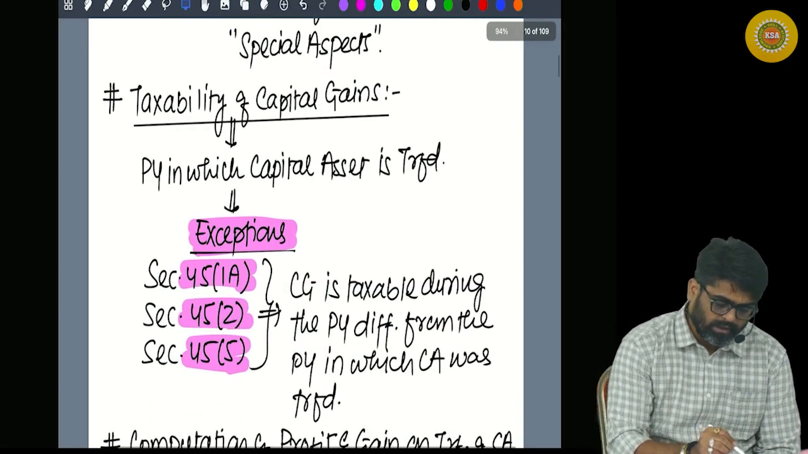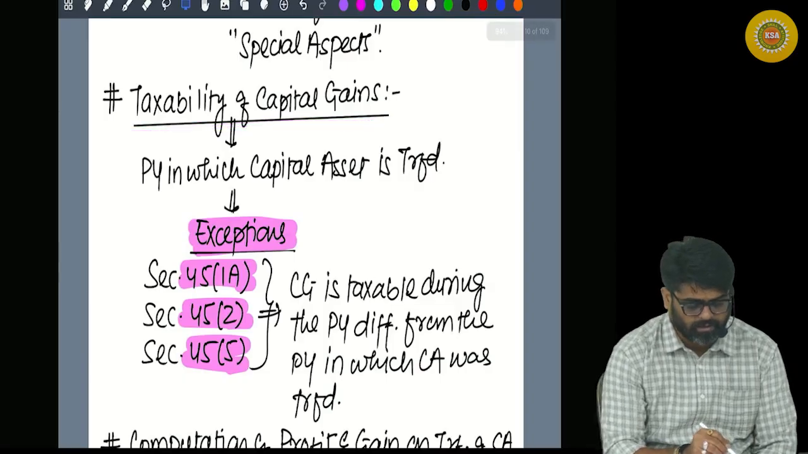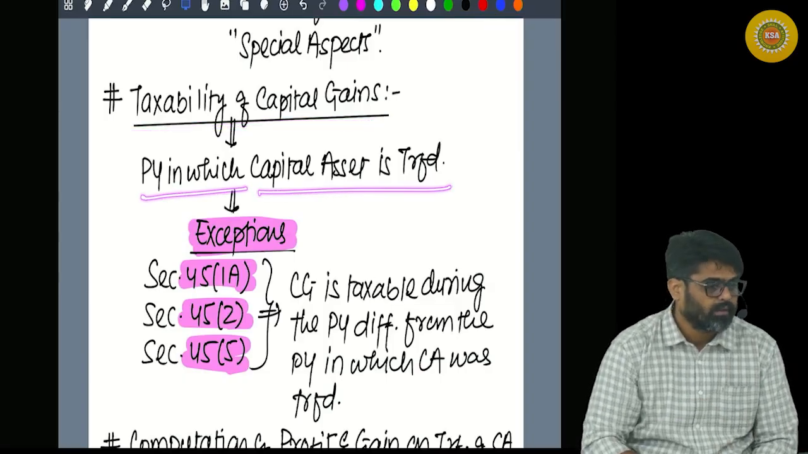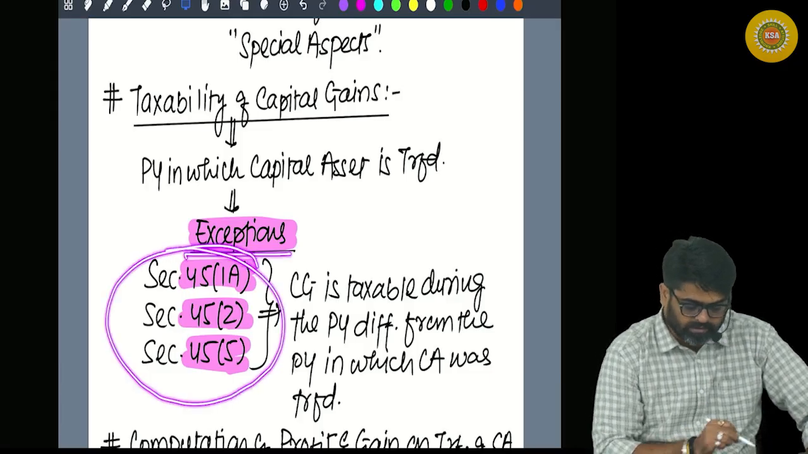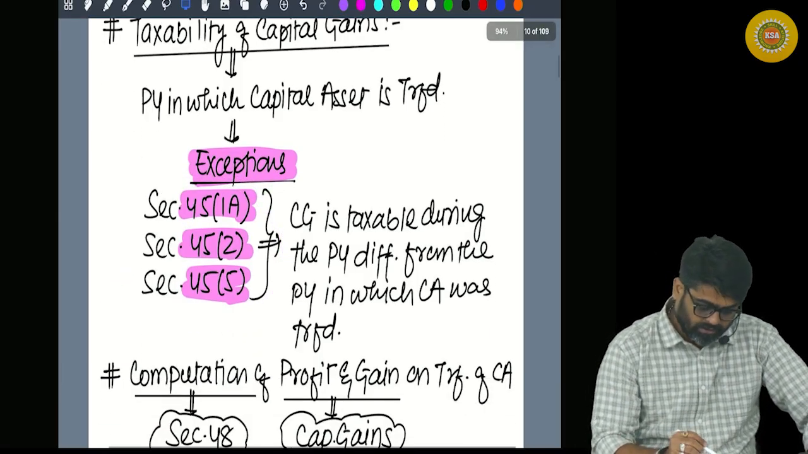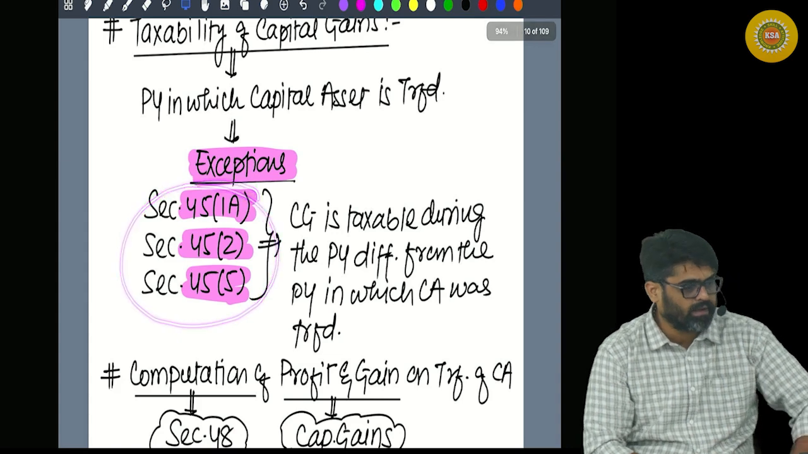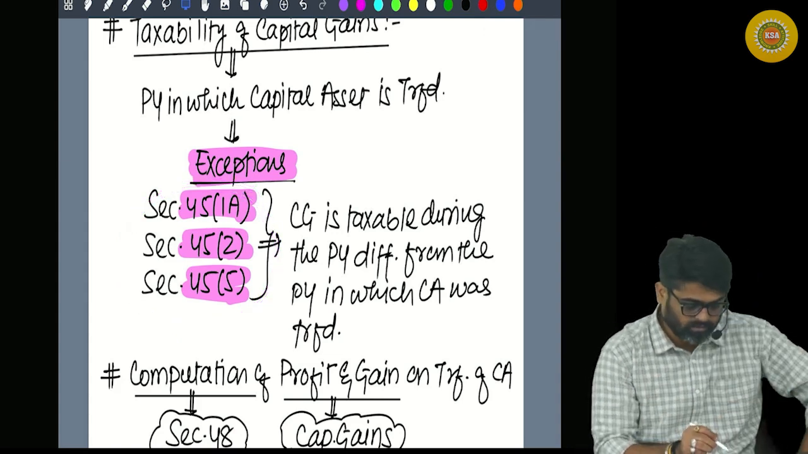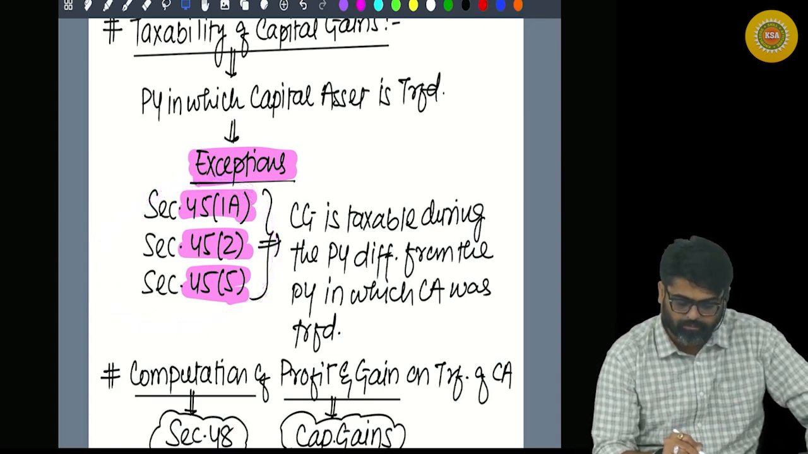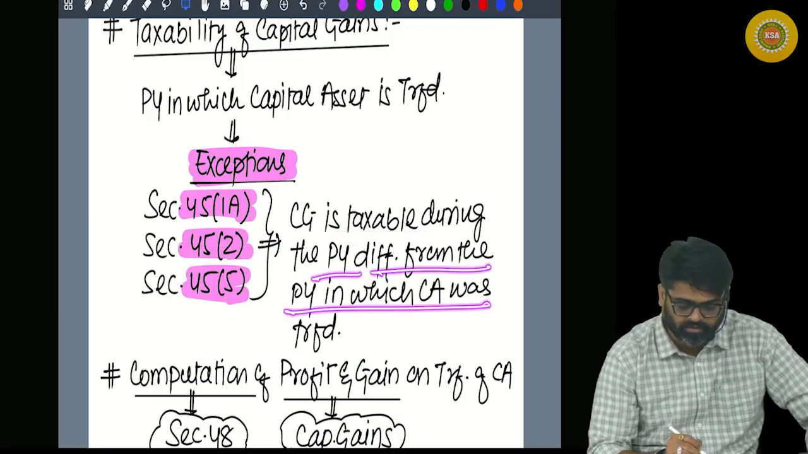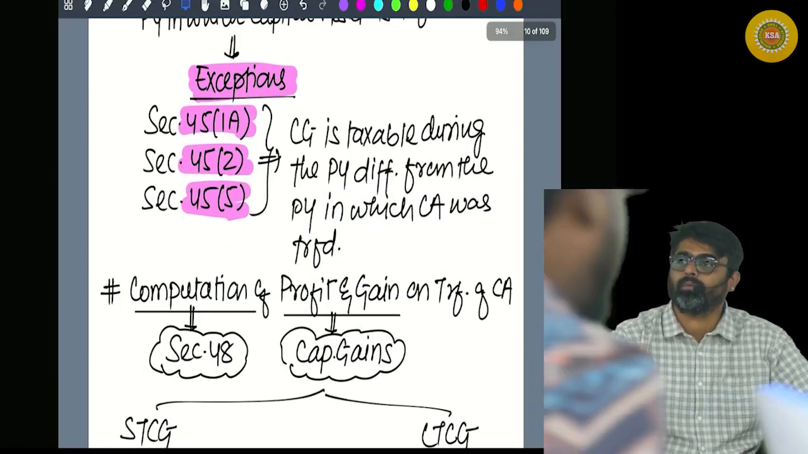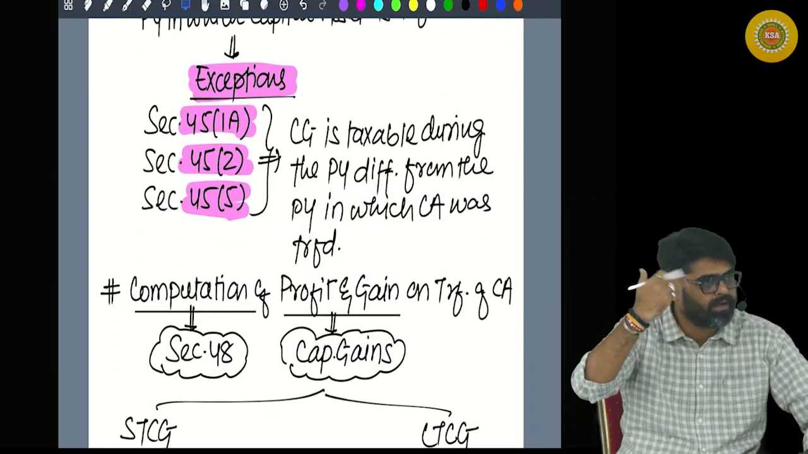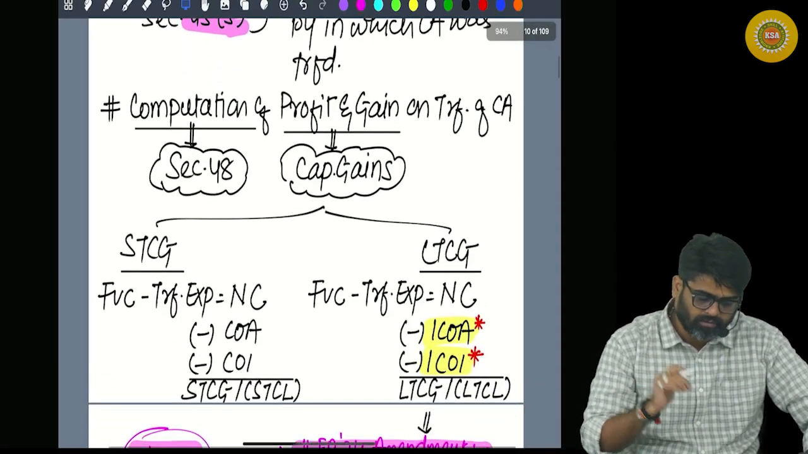Now, taxability of the capital gain arises in the previous year in which the capital asset is transferred. Now what are the exceptions? These three sections are the exceptions, the capital gain arising in certain special situations, in these three cases where the capital gain will be taxable during a previous year which is different from the previous year in which the capital asset is transferred. So year of taxability will not be year of transfer, year of taxability will be some other year. Okay, so that we are going to see.